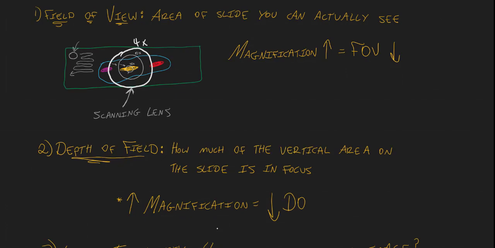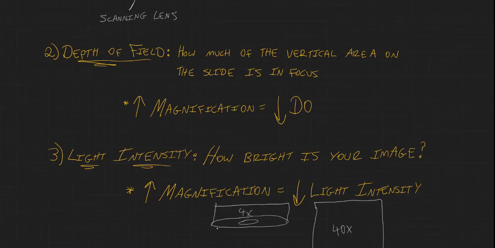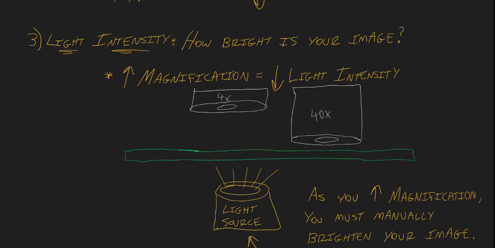And here's our last characteristic, light intensity. So light intensity is literally how brightly lit is your image. Okay. So take a look at this diagram. Once again, this little green rectangle represents your slide as seen from the side. It's a lateral view. These are your objective lenses up here.